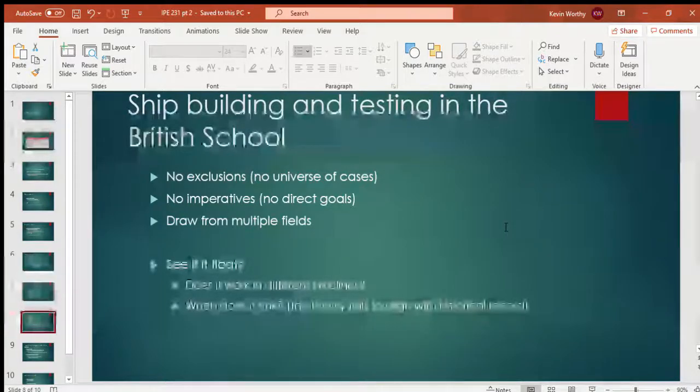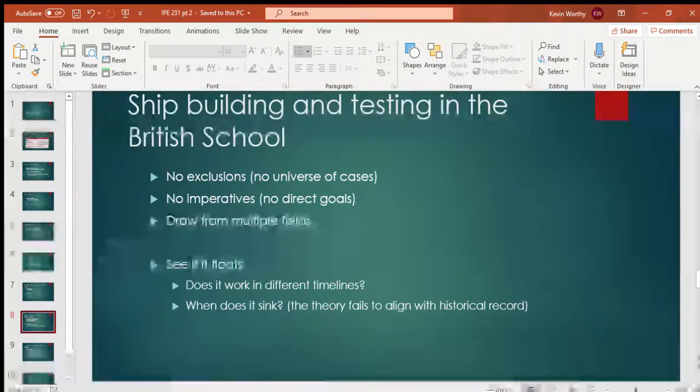So instead of that, the British school follows this idea of shipbuilding, right? So you don't have any exclusions, right? You include everything. You don't have any direct goals, so no imperatives, right? So you're like, okay, I think this is how the world works, and I'm going to draw on anthropology and sociology and psychology and history, and I'm going to put this all together, and then I'm going to see, right? I'm going to see, does this work in the past? Do people behave this way in the past? Do they behave this way in the future? Do they behave this way across this timeline?